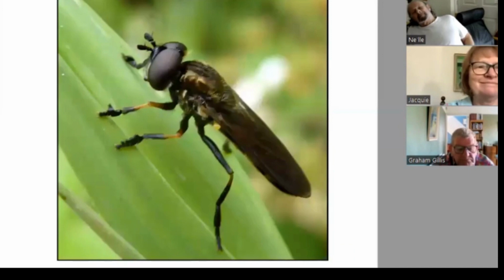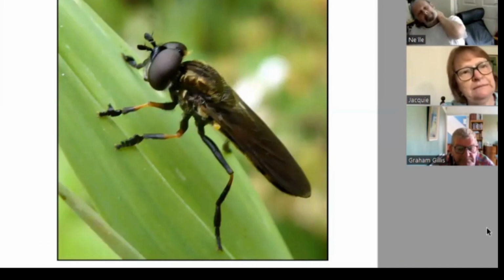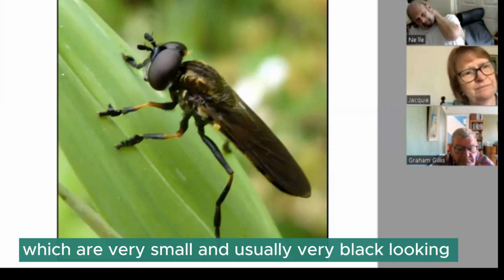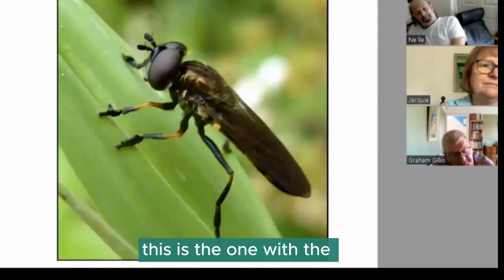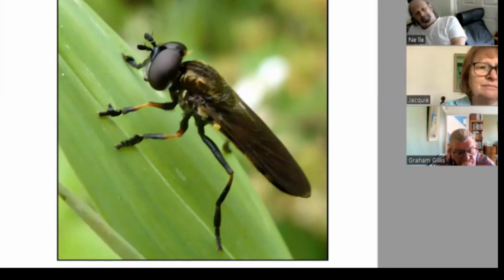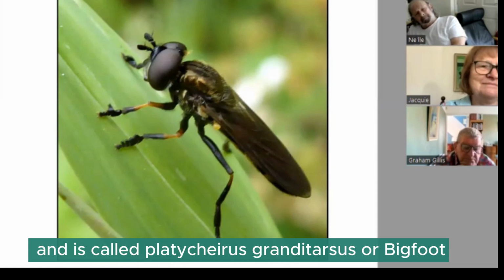Then there's another whole tribe of hoverflies, which are very small and usually very black looking, called Platycheirus. Now they are identifiable because the males have very odd looking feet. And this is the one with the most obviously decorated feet, and is called Platycheirus grandicornis, or Bigfoot, which is quite appropriate.